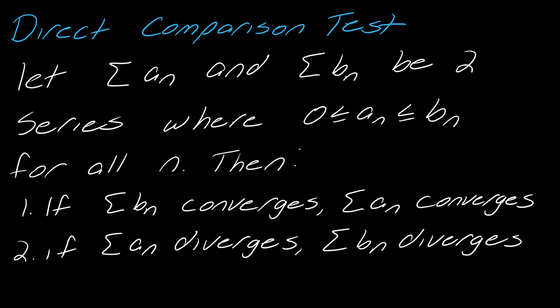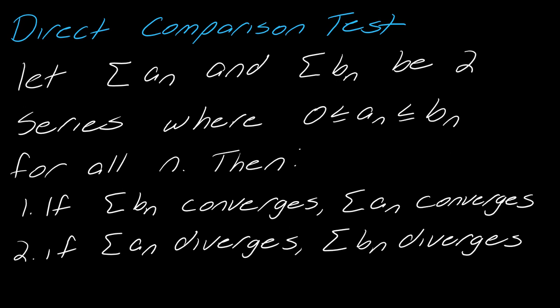Instead of talking about integrals now, we're talking about series, but I've got two series, a sub n and b sub n, where a sub n will be less than b sub n for all n. The direct comparison test says if the series b sub n converges, then a sub n converges. If a sub n diverges, then b sub n diverges. So you've got to pay attention to this order here.